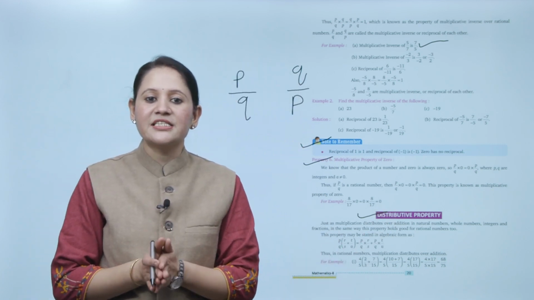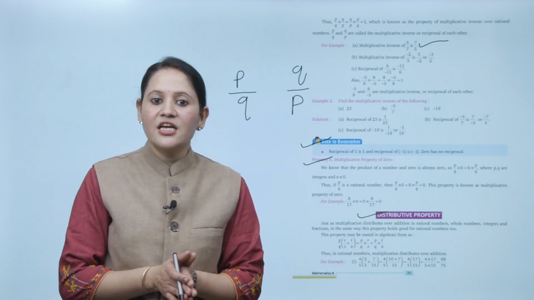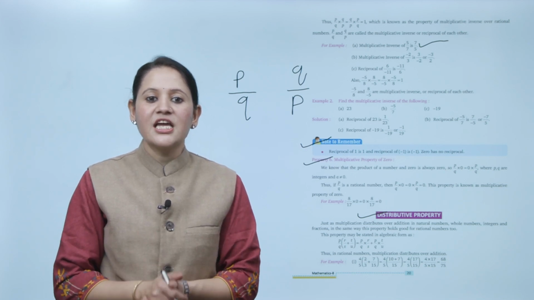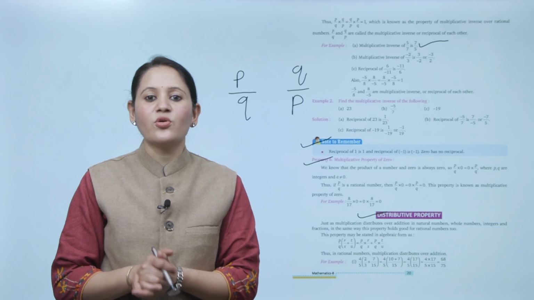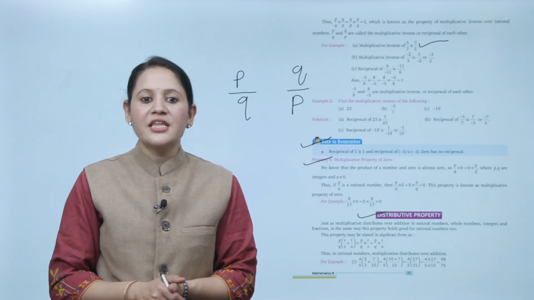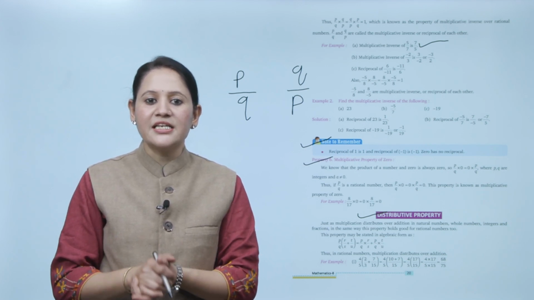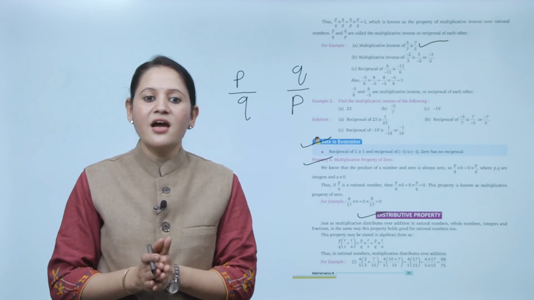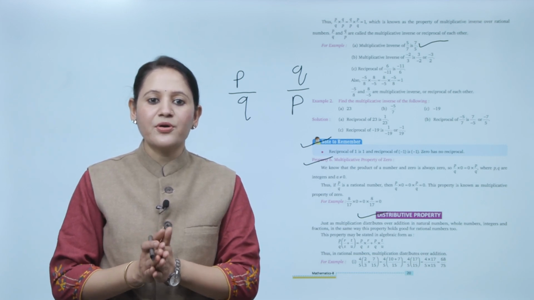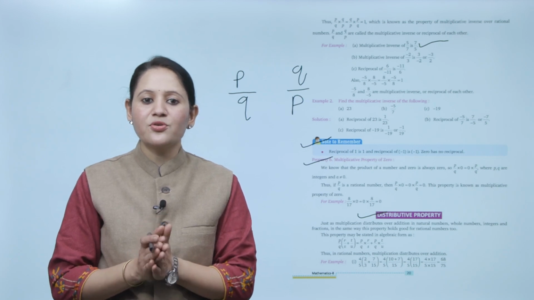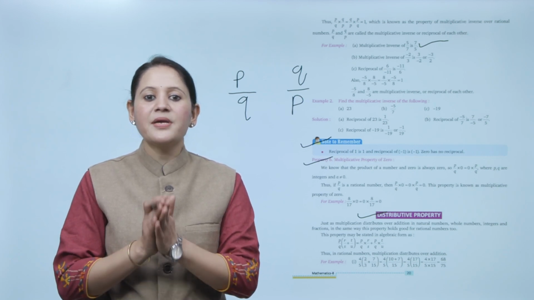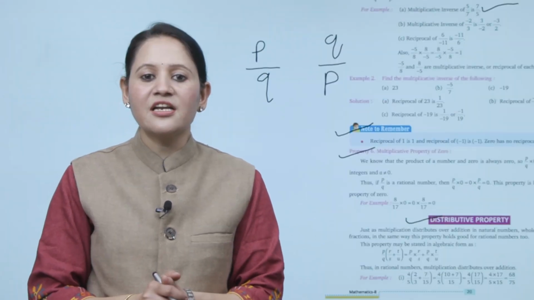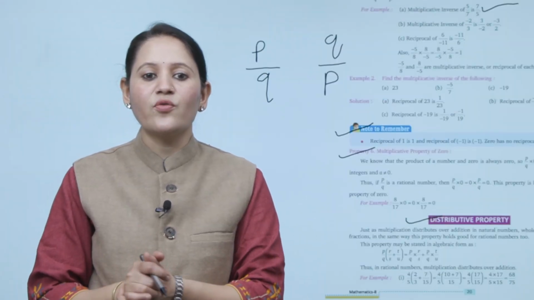Just as multiplication is distributive over addition in natural numbers, whole numbers, integers and fractions, in the same way this property holds good for rational numbers too. This property may be stated in algebraic form as p upon q multiplied by r upon s plus t upon u, that is equal to p upon q into r upon s plus p upon q into t upon u. Thus, in rational numbers, multiplication distributes over addition.